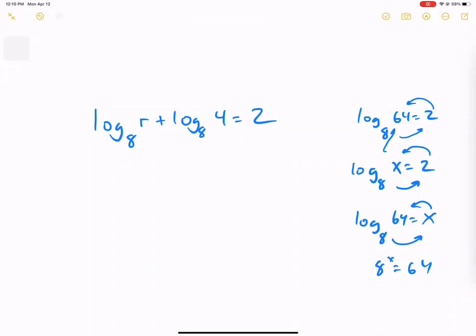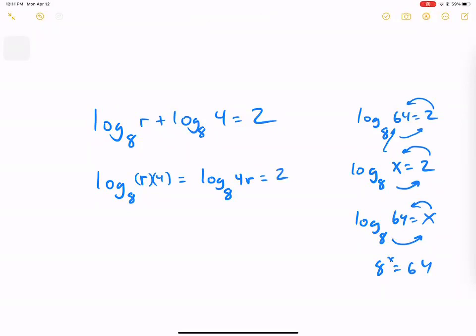So the goal here is we can only solve logs if there's just one log, not two separate ones. So we have to use our rule: if I'm adding logs, what am I really doing to combine them? The rule is if I'm adding logs, I am multiplying them on the inside. So it's going to be r times 4. Of course, there's a prettier way to write this, and we're going to write log base 8 of 4r, because if I'm adding on the outside, I'm multiplying on the inside.